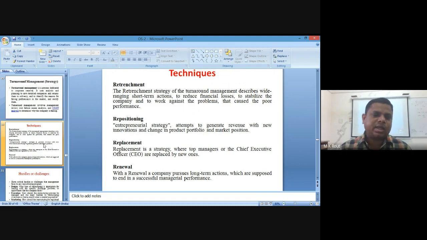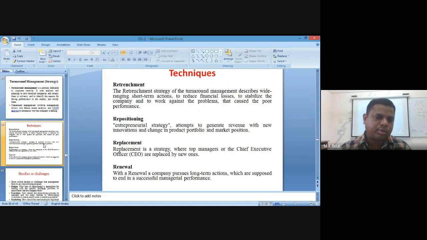The next part is repositioning. In repositioning, especially with reference to an entrepreneur or enterprise, the entrepreneurial strategy attempts to generate revenue with new innovations, changes in the product portfolio and the market position. In the generation of new revenue, especially with reference to innovation, they directly eliminated the heavy parts from that particular bike. Earlier, the bike would produce a huge amount of vibration and noise. They directly reduced that noise and vibration. They removed heavy parts from the bikes.